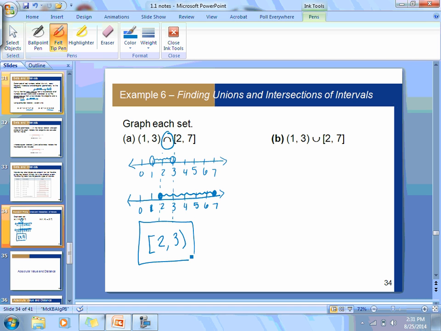And for part B, you could draw the same diagrams if you would like. However, this one isn't an intersection. They're asking for the union because we've got that little U symbol. So we want to find everything that is between 1 and 7, basically. If we're doing a union, that means we want everything from each set. So I don't really need to draw the pictures here because I know I'm starting at 1 and I'm going all the way to 7. So that is my set notation.